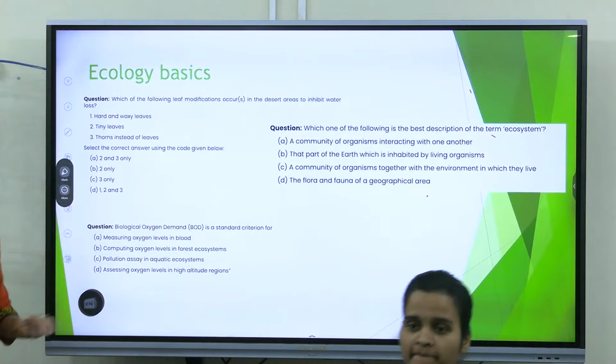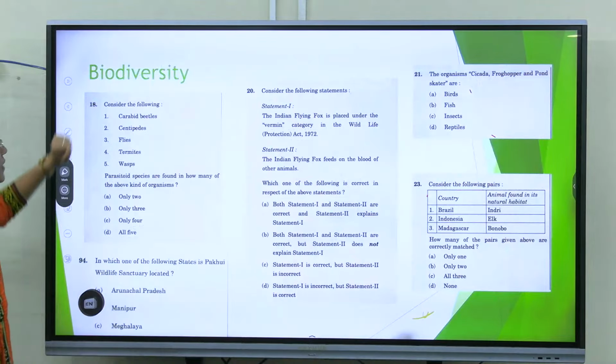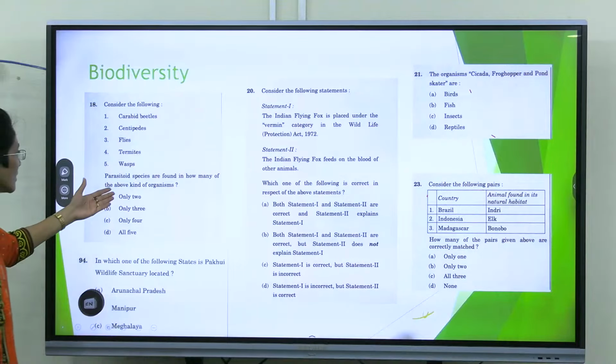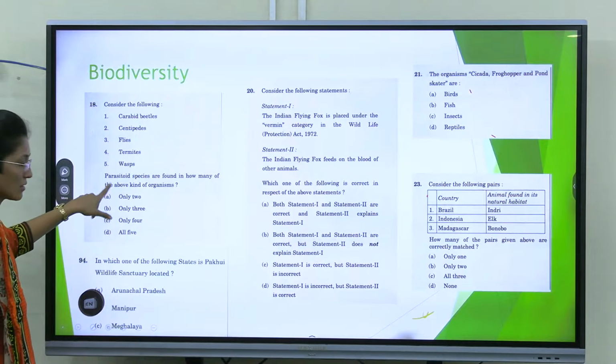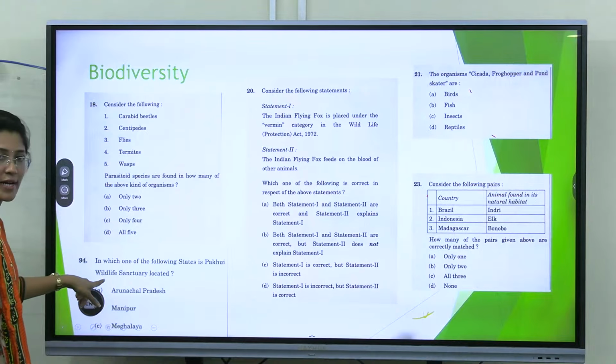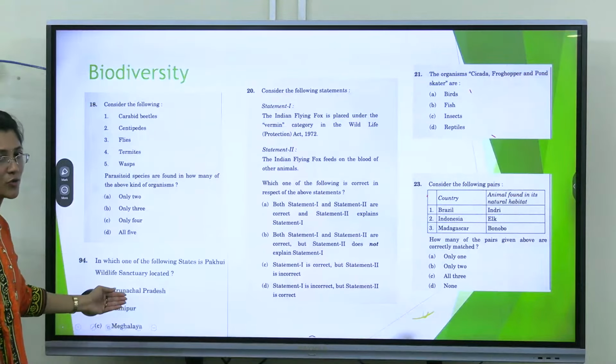See, look at the nature of questions from biodiversity. You have a similar pattern of questions. See here, they're asking about a specific species. Here they're asking about a wildlife sanctuary, in which state it is located. I told you this is important.